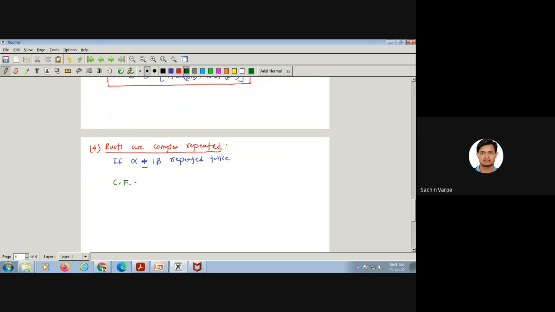So CF is equal to e to the power alpha x into (c1 x plus c2) times cos beta x plus (c3 x plus c4) times sine beta x. Is it clear? Clear to everyone? Where alpha is the real part and beta is the imaginary part.